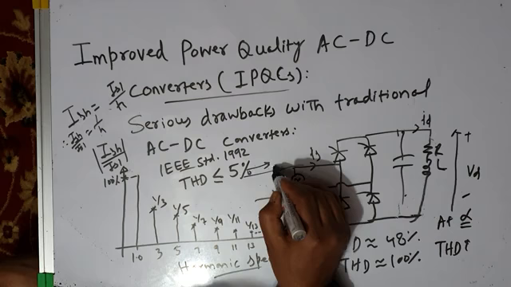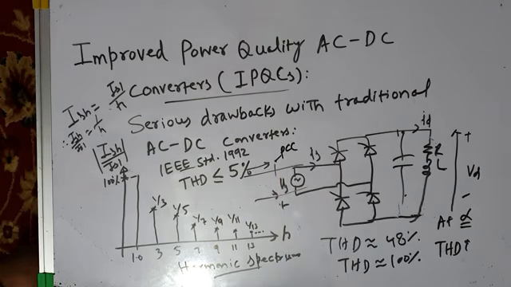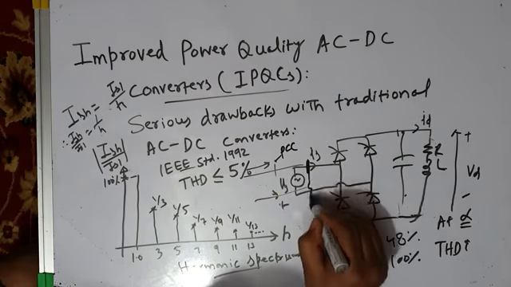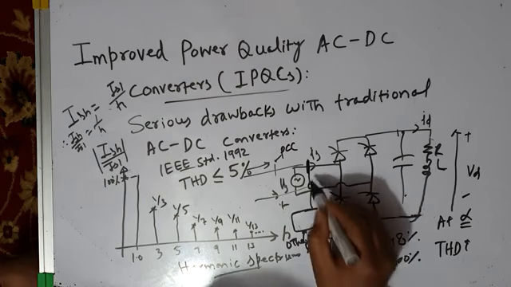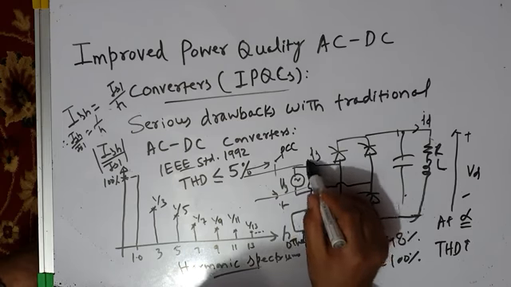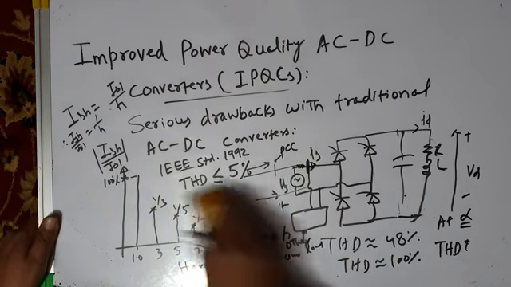As a result of that, if this is your point of common coupling, where other loads are also connected, I will show here other loads. The voltage available here, the source voltage may be sinusoidal, but since this current is distorted, it causes a voltage drop through the impedance of this. I can show it like this.